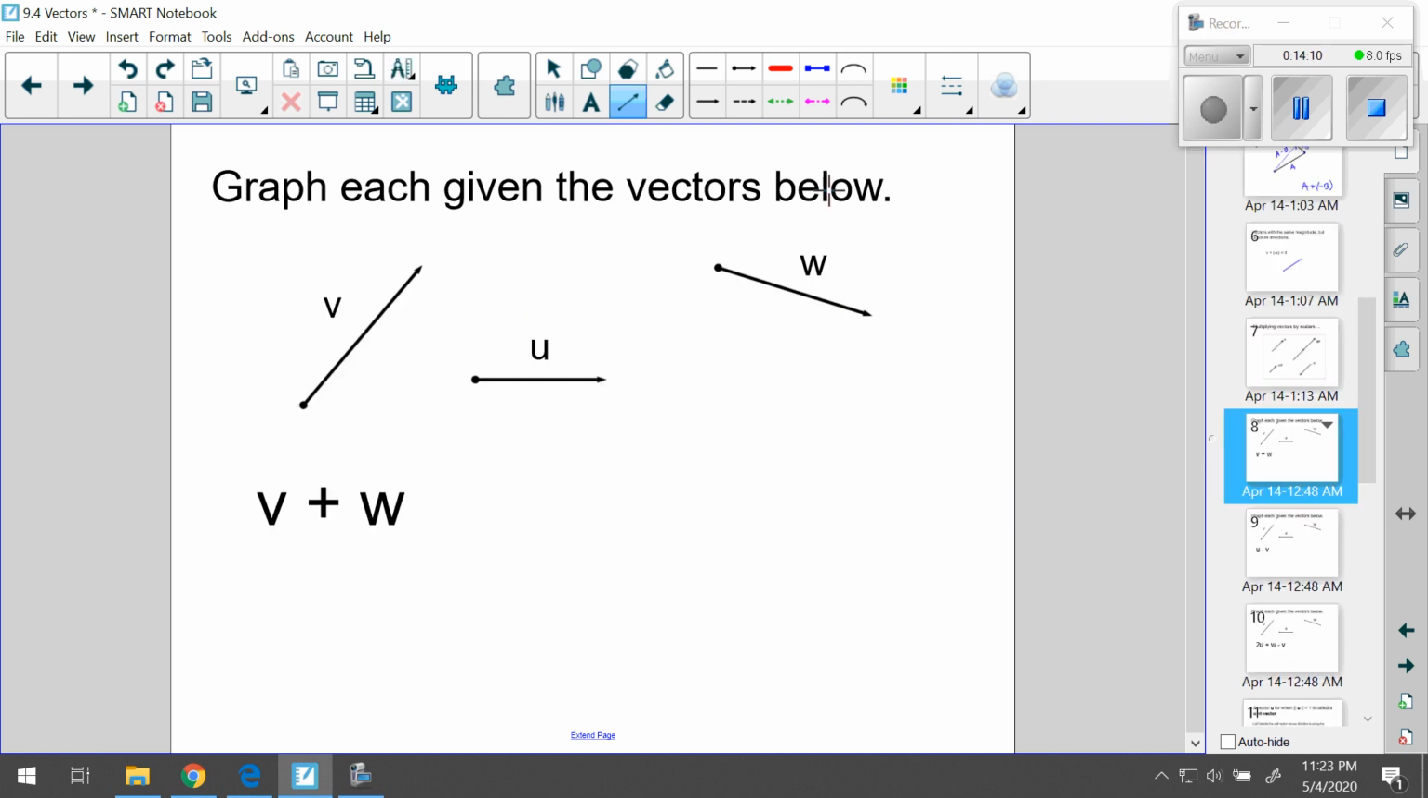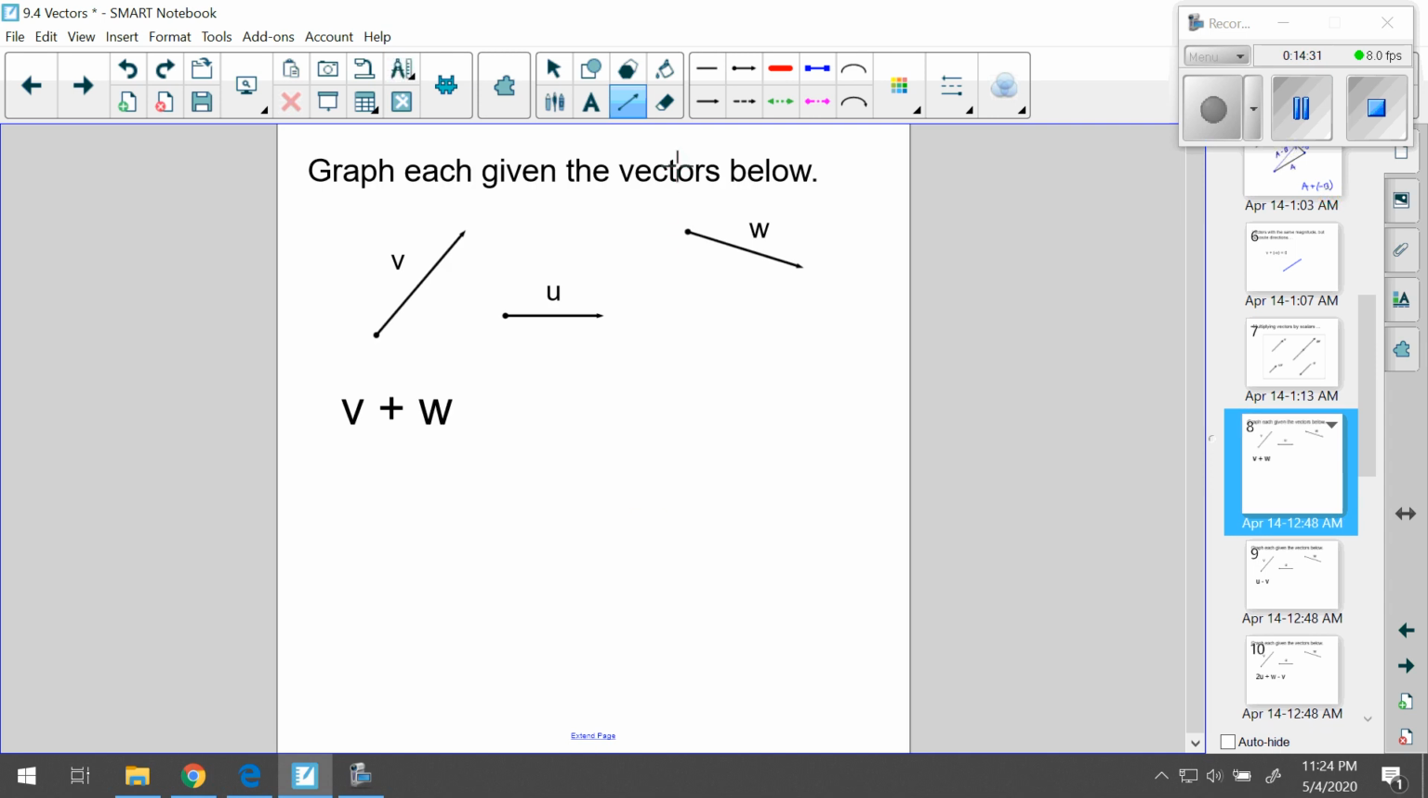So one of the things you're going to do in your homework, I'm going to run you through a few examples, is they're going to ask you to graph given some vectors. And so I have 3 vectors here. Each have different directions and lengths or magnitudes. And so this first example wants us to do v plus w.